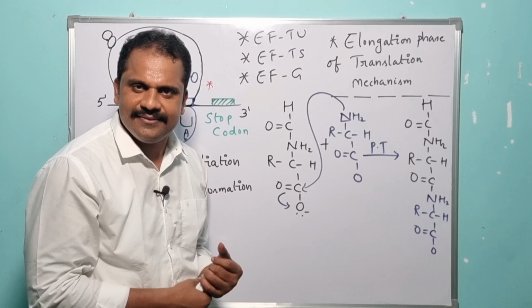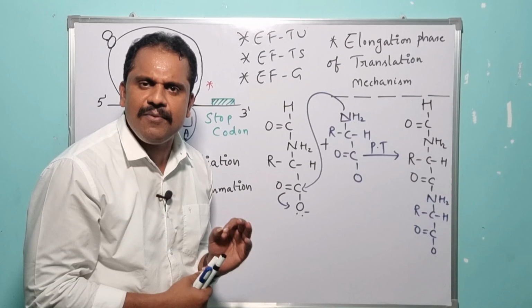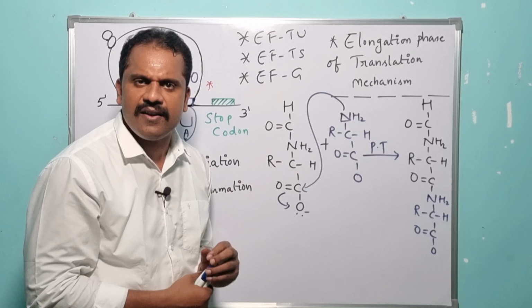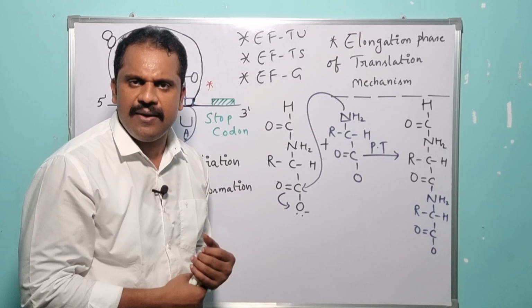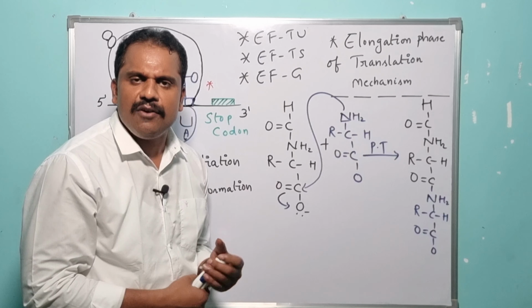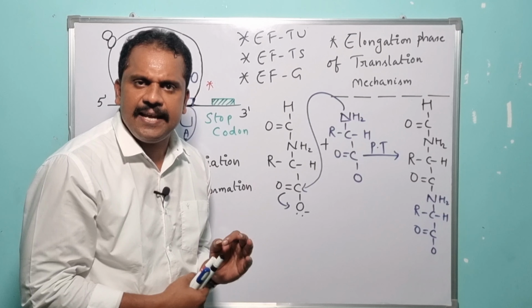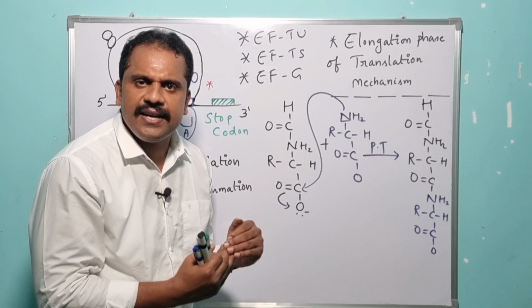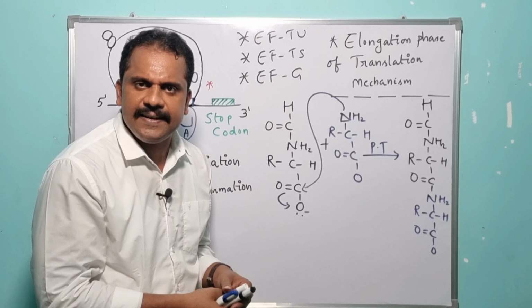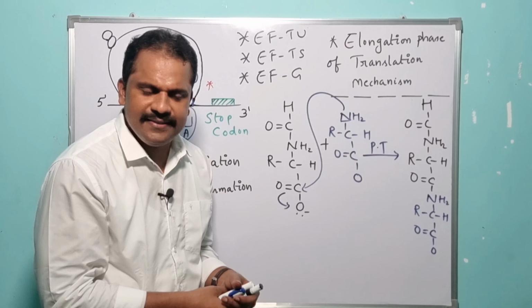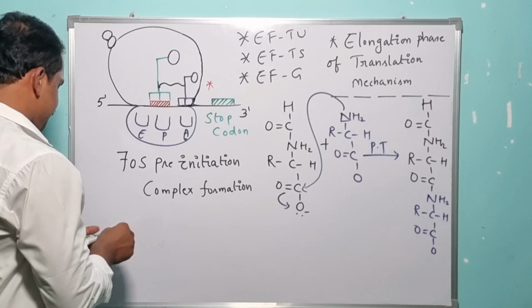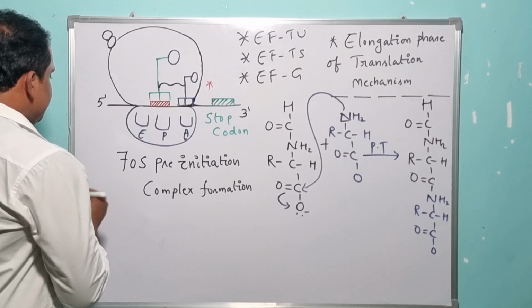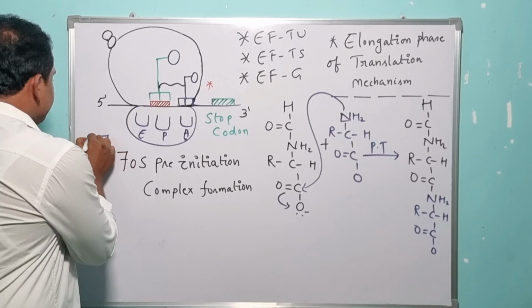Is it okay? So once the peptide bond formation has been successfully organized between these two amino acids, the initiator tRNA which was recruited to the P site gets successfully translocated from the P site to the E site. Is it okay? So let me present it here. So this is nothing but the initiator tRNA, right?